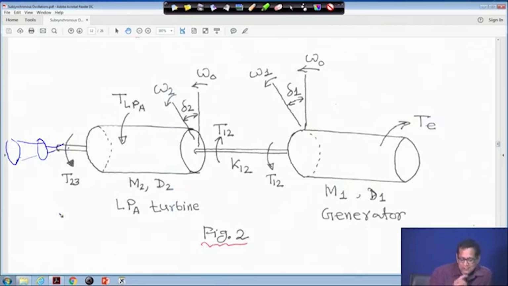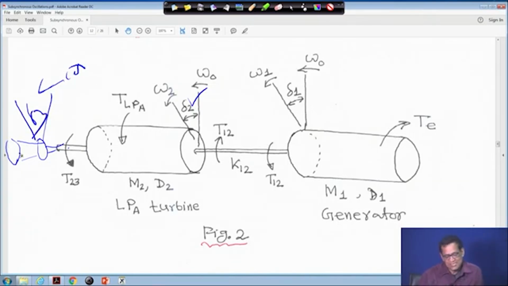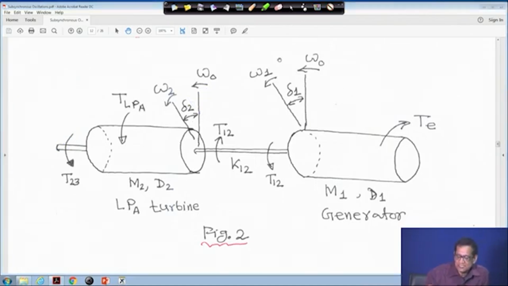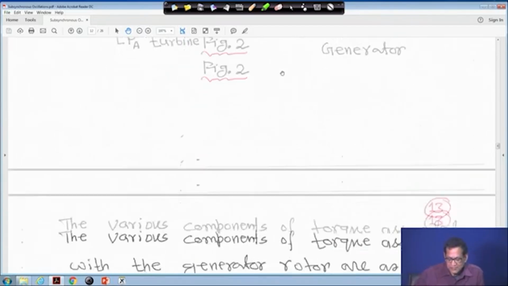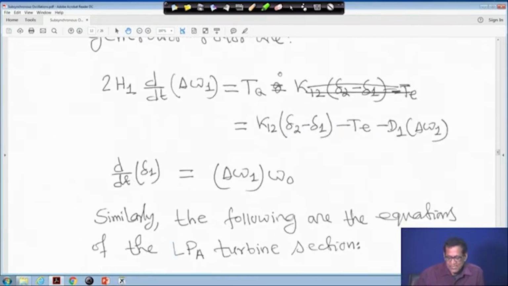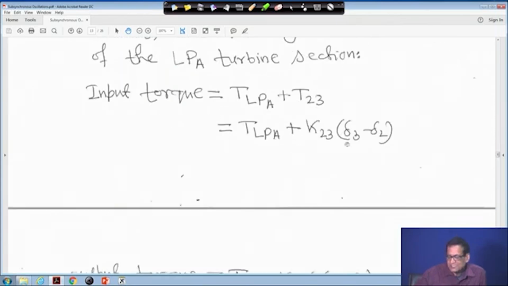So, T23: here the angle is delta 2, and on the other side, with omega 0, the angle is delta 3. The stiffness for this shaft will be K23, so we write K23 into delta 3 minus delta 2. Similarly, for section 4 and section 5, this way from intuition or inspection you can write it. So we are writing this equation: TLPA plus K23 (delta 3 minus delta 2) is the input torque.